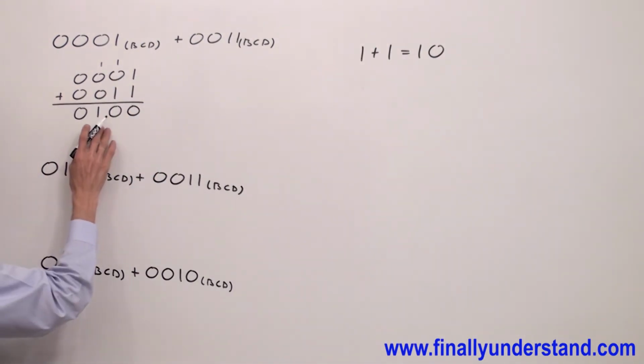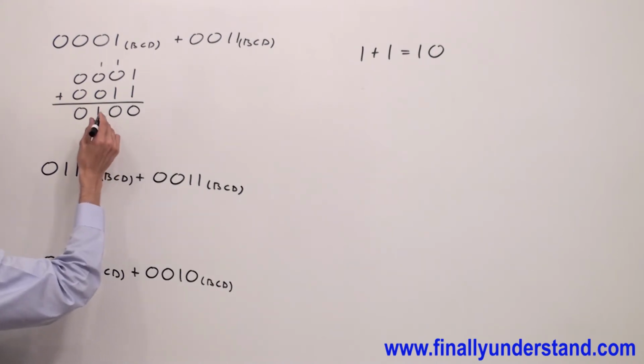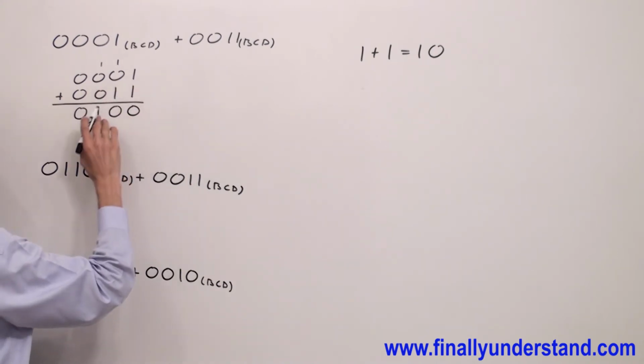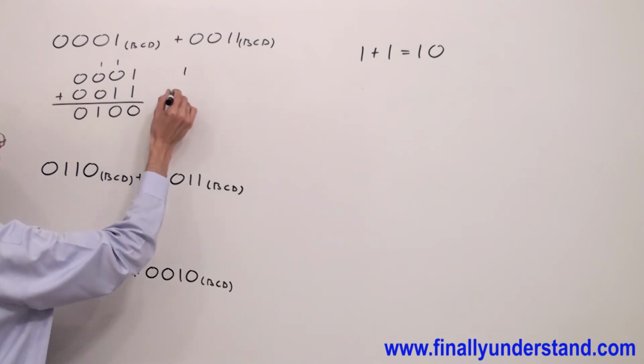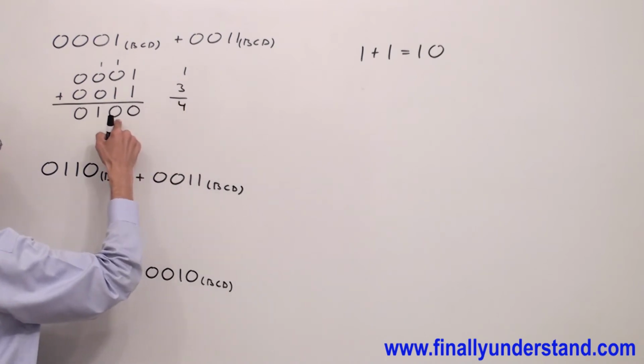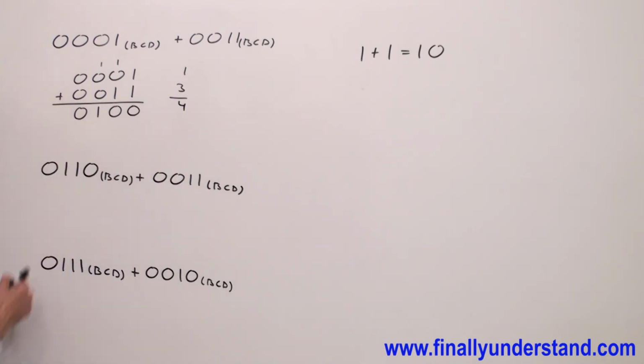This is the solution to my problem. If you want to convert this to decimal and verify the answer, this is binary 1. This is binary 3. 1 plus 3 is equal 4. This is binary 4. So this is correct answer.